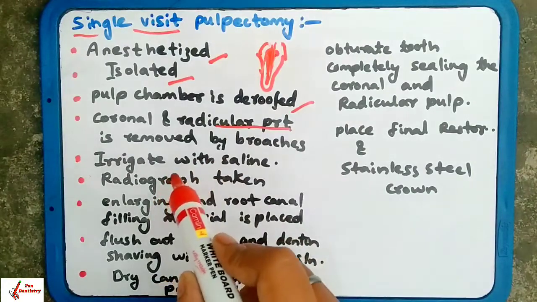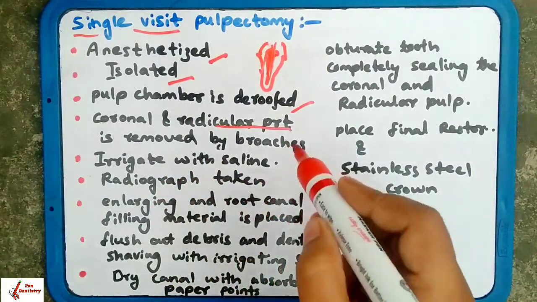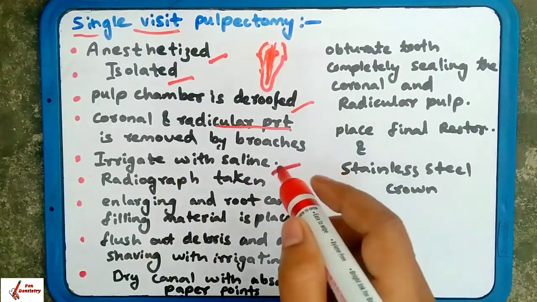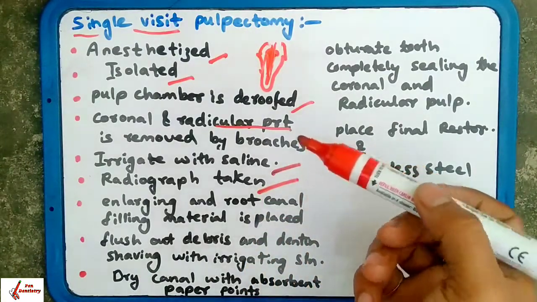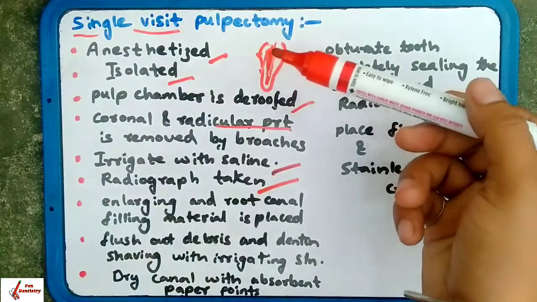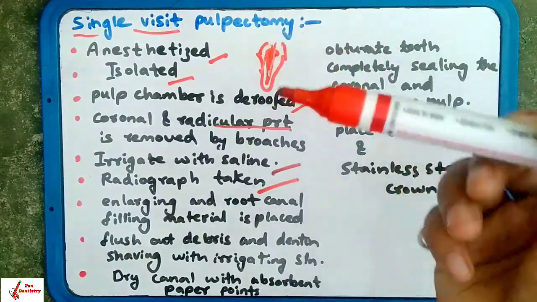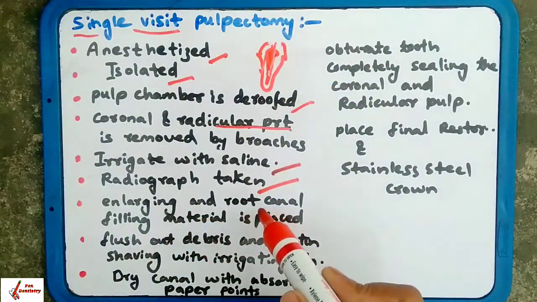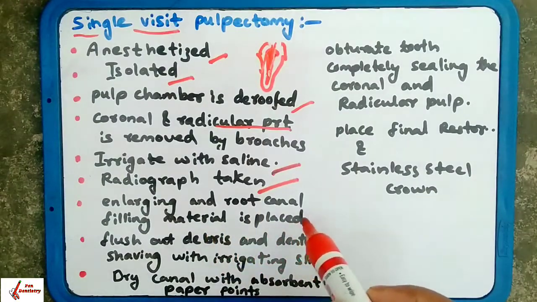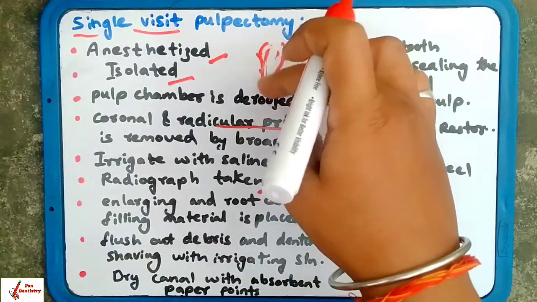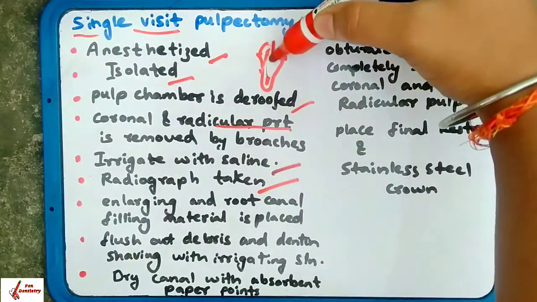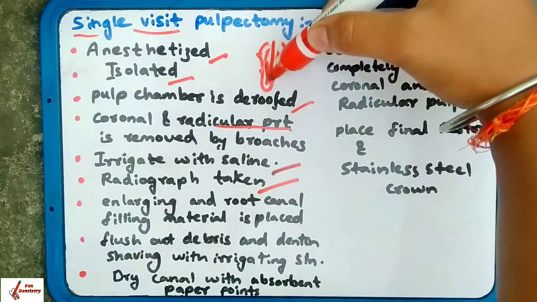Then irrigate it with saline. Then you are going to take the radiograph to see whether you have done the pulpectomy in a good manner. Then you will enlarge the canal and place a root canal filling material like this.